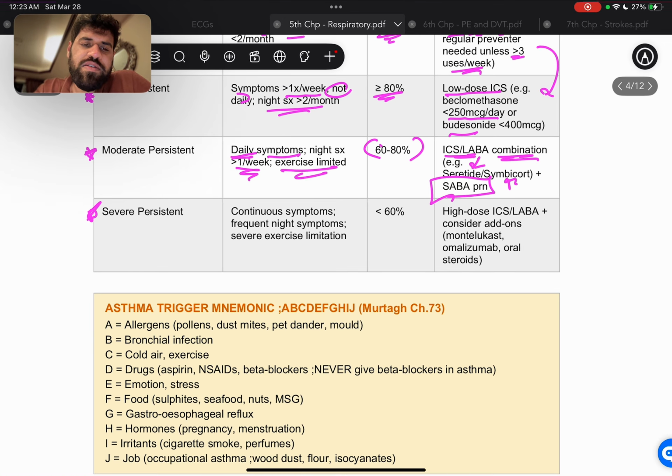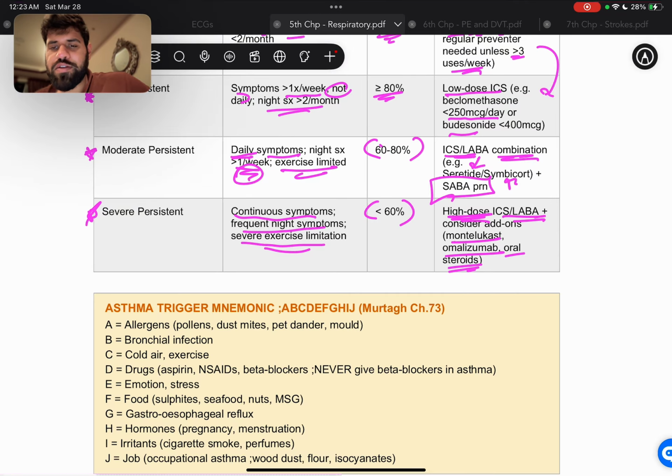Now, the severe persistent is going to be continuous symptoms, frequent night symptoms, and severe exercise limitation. In moderate persistent, we have more than once per week night symptoms, but in severe persistent, we're going to have frequent night symptoms, so more than once per week. Then the ratio is going to be less than 60%. We now have to give them a high dose ICS plus LABA, plus consider add-on Montelukast, omalizumab, and oral steroids at this point. All right.